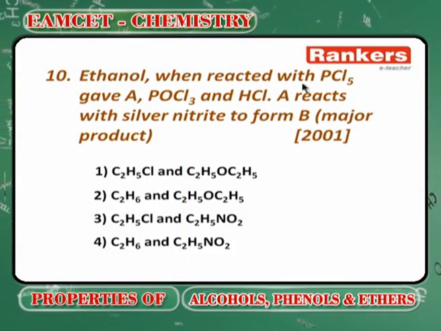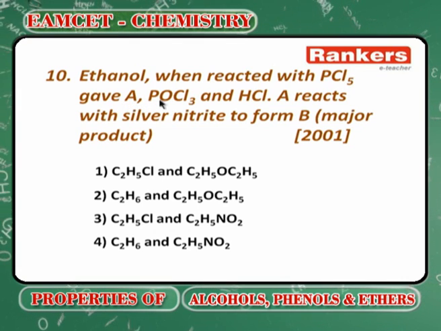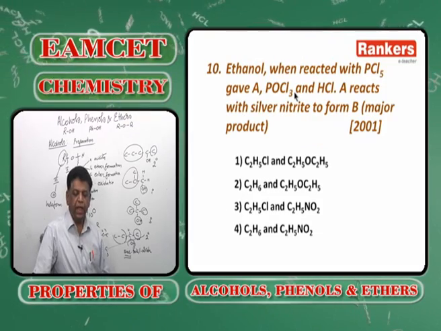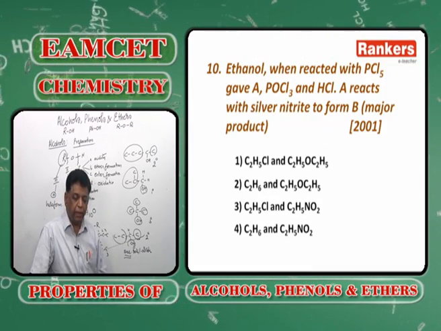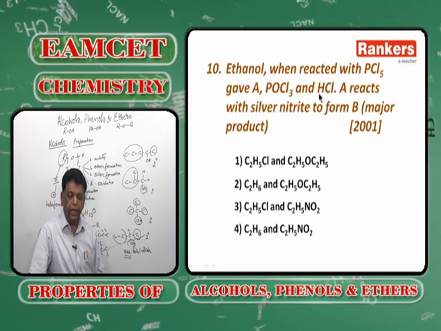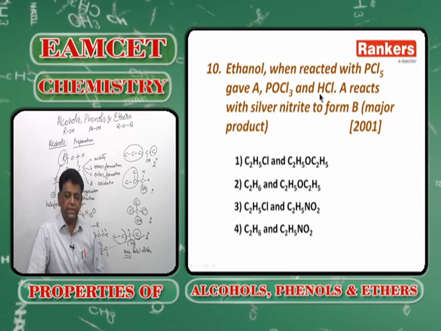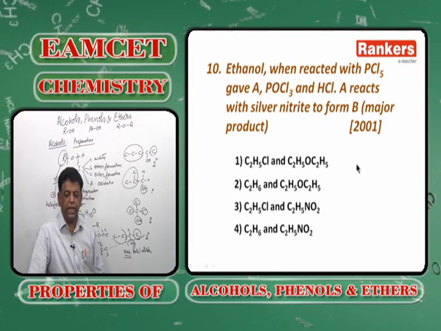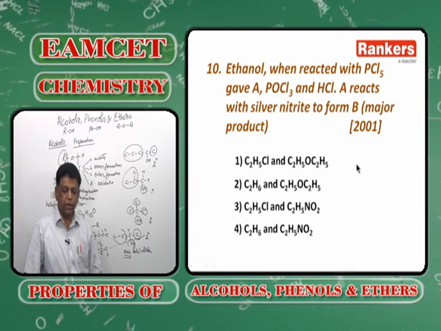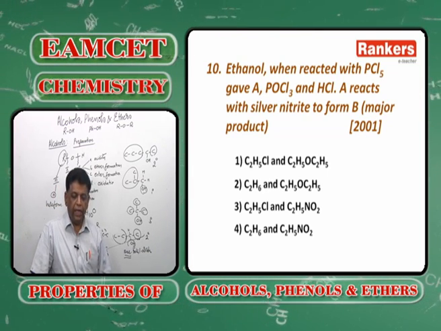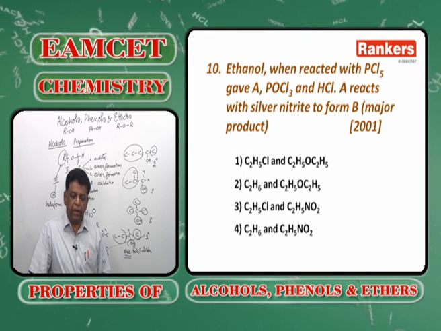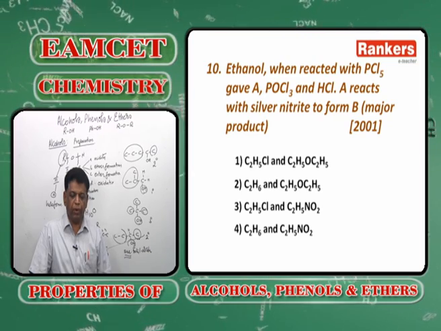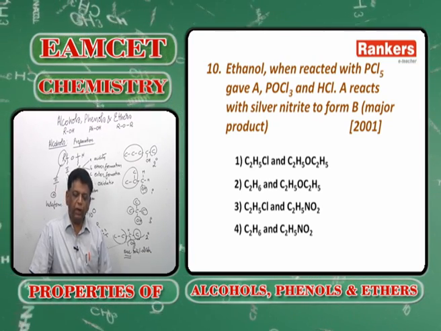Ethanol when reacted with PCl5. As I said, in the chlorination reaction, we have a choice of chlorinating agents like PCl5 and PCl3. POCl3 is a byproduct. PCl3, PCl5, and HCl with concentrated zinc chloride, and SOCl2 are the chlorinating agents. So, he asked ethanol when treated with PCl5 gives A and POCl3 and HCl. These are the 2 byproducts, 1 product is given. The product is ethyl chloride.